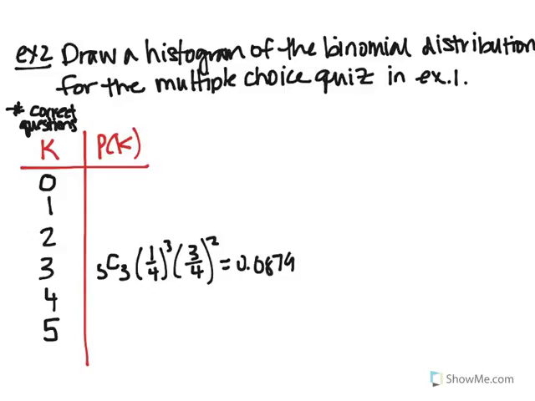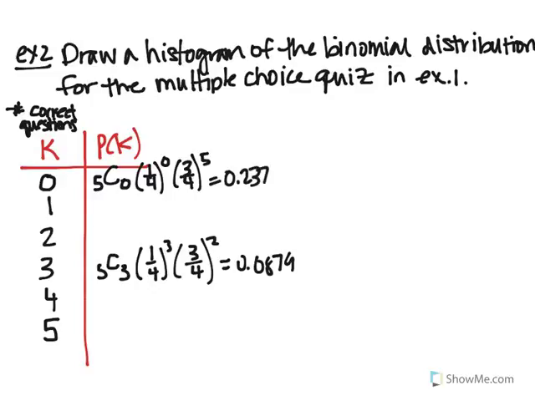So we're going to go ahead and calculate it for 0 successes, 1 success, and so on. So this would be 5 questions, getting none right, so choose 0. Probability of getting it right is 1/4. We want it no times. And 3/4, we want it all 5 times. So plugging that into your calculator, you get 0.0237.